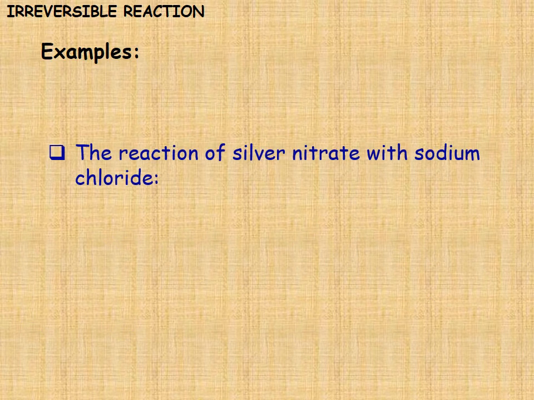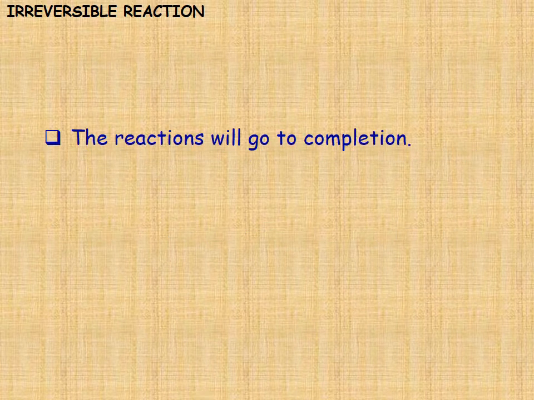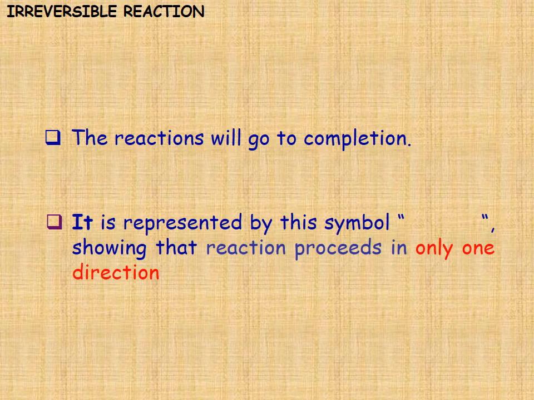The reaction of silver nitrate with sodium chloride. Silver nitrate is added to sodium chloride to give silver chloride and sodium nitrate. For an irreversible reaction, the reaction will go to completion, and it is represented by a line with an arrowhead showing that the reaction proceeds in only one direction.